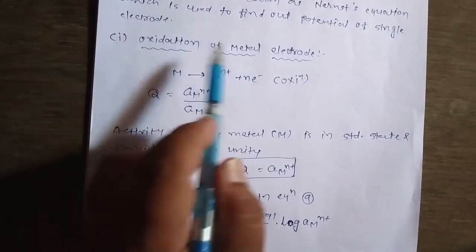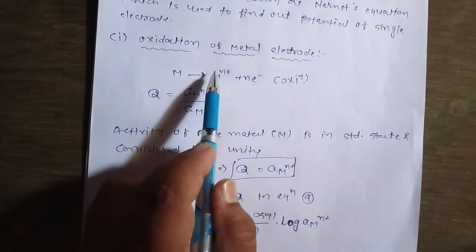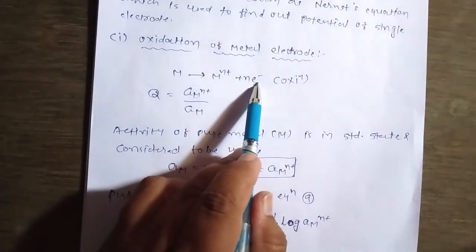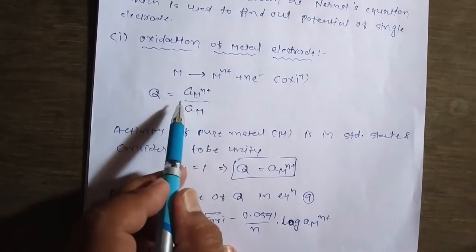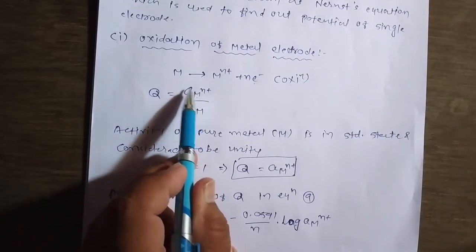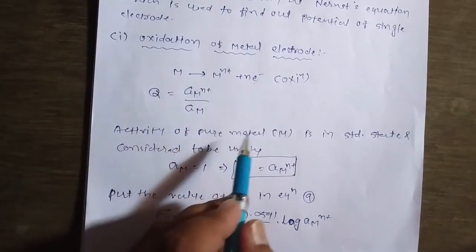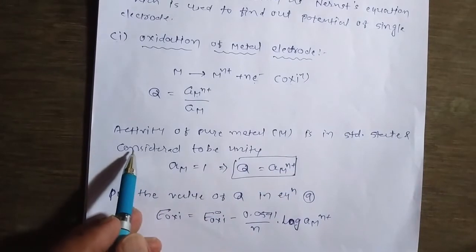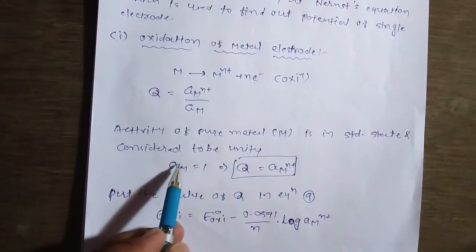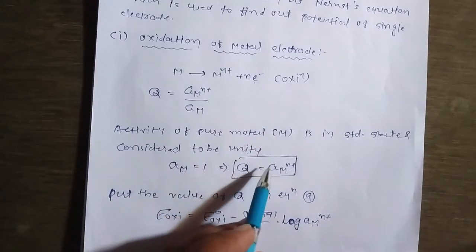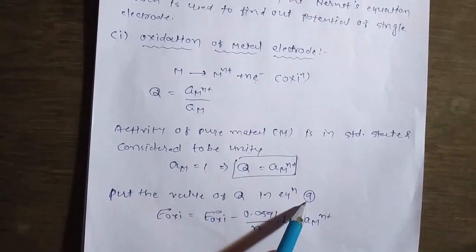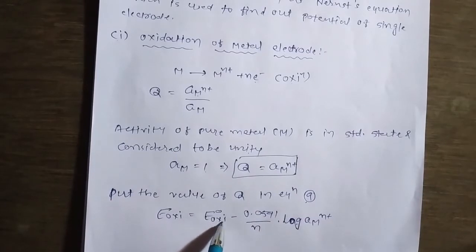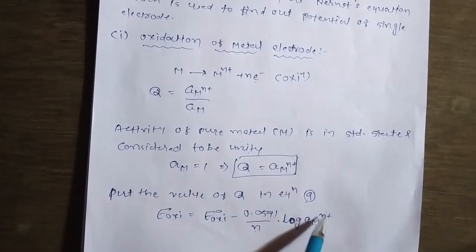For the first condition, oxidation of a metal electrode. Metal M is oxidized into M to the n plus, releasing n electrons. That means oxidation takes place. And Q is equal to the activity of M raised to n plus divided by the activity of M. Here it is product divided by reactant. The activity of pure metal M is in the standard state and considered to be unity. So a_M is equal to 1, and Q is equal to a_M raised to n plus. Put this value of Q in equation number 9. So E oxidation is equal to E0 oxidation minus 0.0591 divided by n into log a_M raised to n plus.